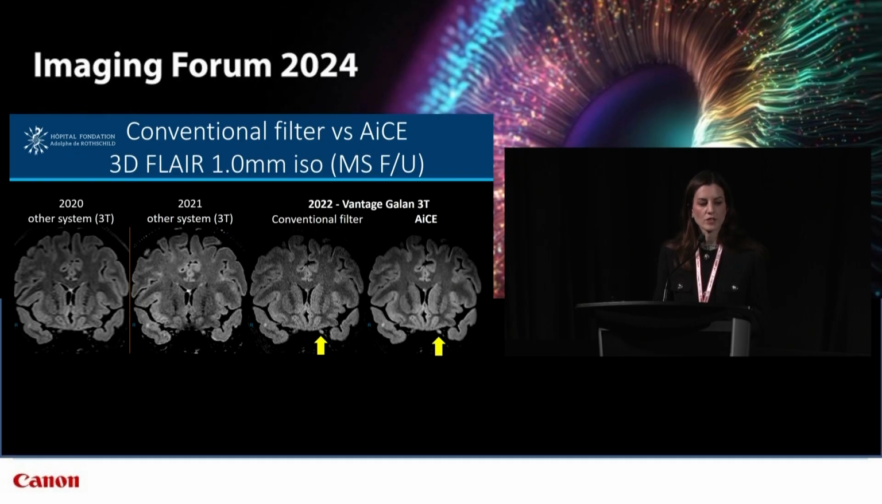This is the same patient, just to show you in the coronal plane, the T2 high signal in the intracanalicular portion of her left optic nerve, consistent with a previous episode of optic neuritis. And we can see that with ACE, there's a vast reduction in noise compared to the conventional filter and the scans that were done on another system.